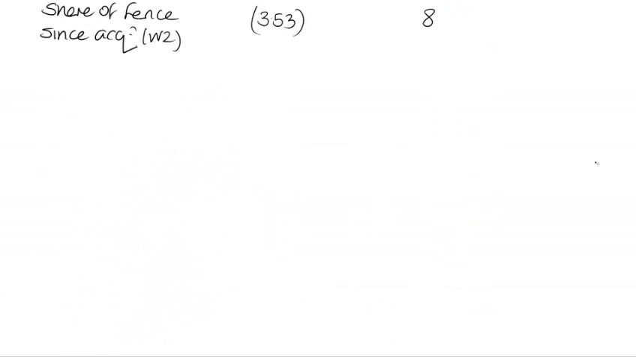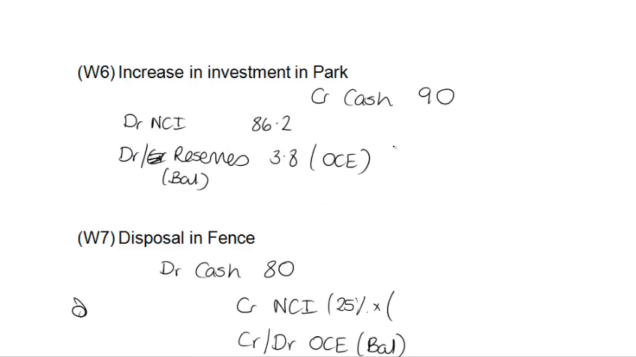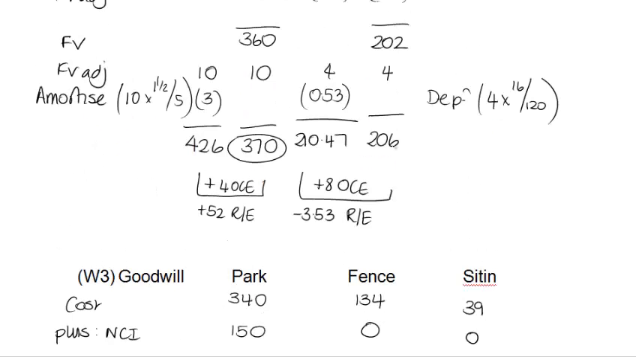We're now in a position, and this next calculation is really unpleasant. Disposal of Fence, I've gone debit cash, 80. What have we done? On the 30th of November, Grange disposed of 25% of its shares in Fence to the NCI for 80 million. So what are we going to do? We're going to give the NCI 25% of the net assets of that subsidiary. So it's going to be 25% of, what were the net assets at that date? At the date of the transfer, if we go to working number 2, the net assets were 210.47. But it doesn't matter which number you use, provided you used the net assets at that date.